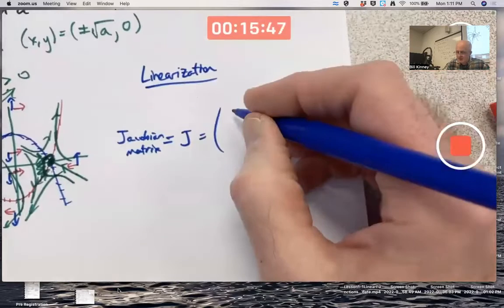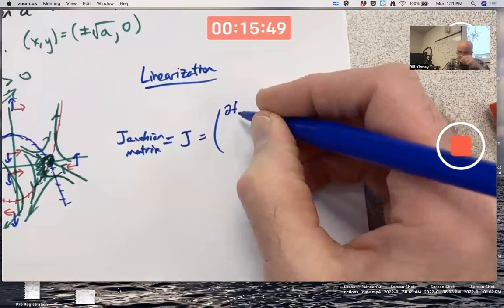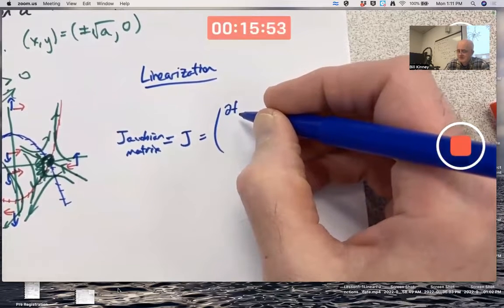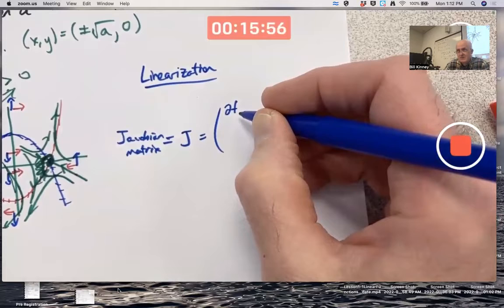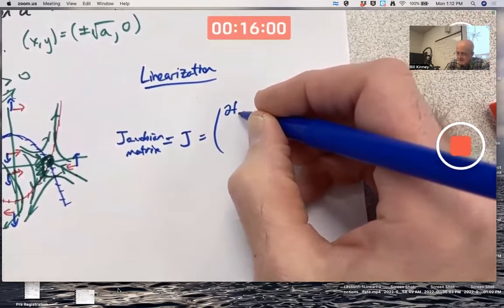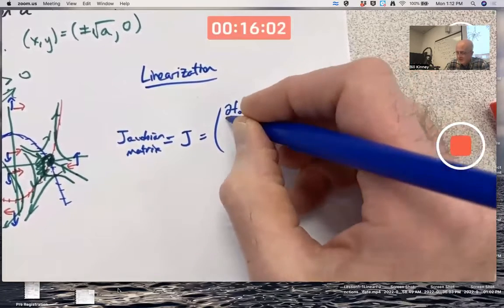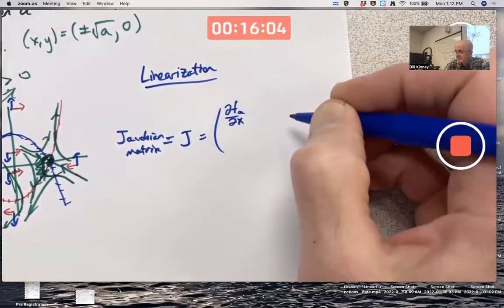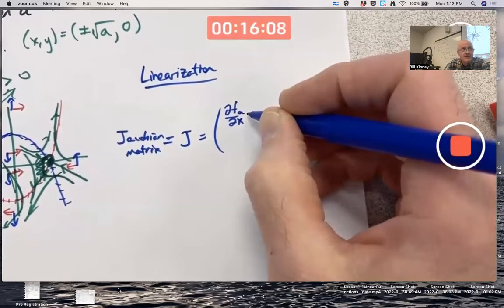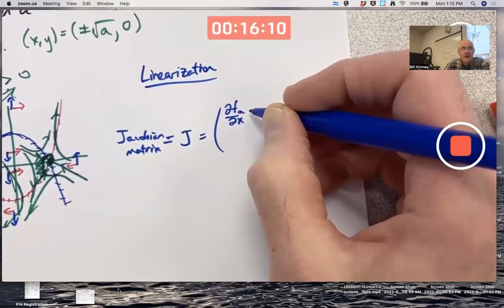Upper left entry is the partial of the first component of the vector field, little f. I won't bother with the subscript a. I could. No, okay, maybe I should. With respect to the first variable, you won't always have a parameter there. We do here.